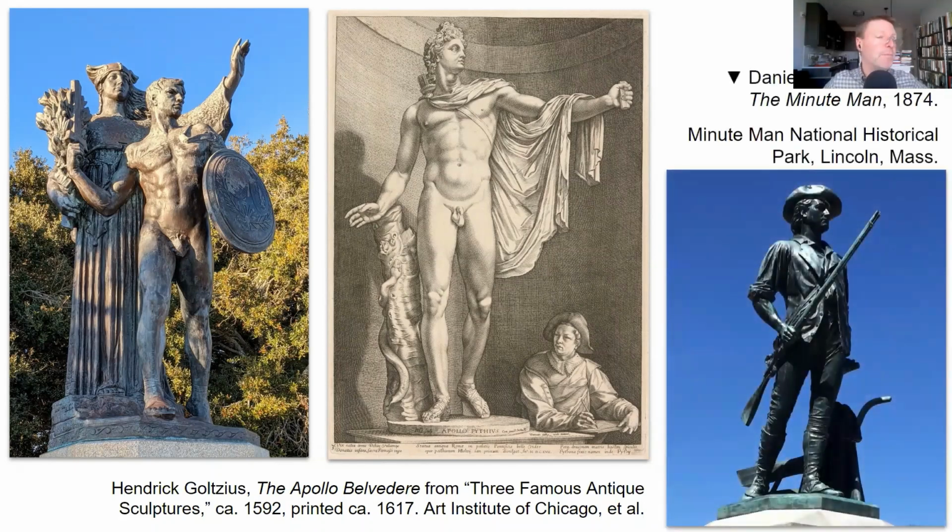The contrapposto pose was increasingly common in American sculpture in the late 19th century. Certainly the Boston-born and raised and schooled McNeill would have known it from Daniel Chester French's famous The Minuteman, which was installed at what is now Minuteman National Historic Park in Lincoln and Concord, Mass.